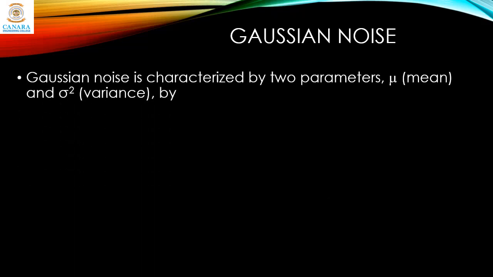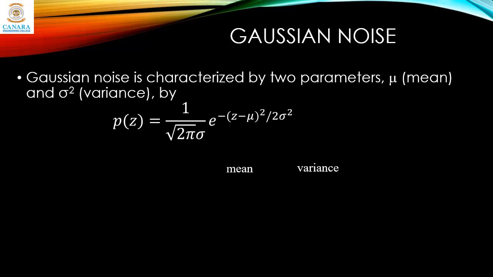The first type of noise we are going to learn is the Gaussian noise, and it is characterized by two parameters, mu, which is the mean, and sigma square, which is the variance. The equation is given by P of z equal to 1 by root 2 pi sigma into e raised to minus (z minus mu) whole square divided by 2 sigma square. These are the two parameters which define the characteristics of the noise, and the probability of occurrence of z over minus infinity to plus infinity is 1, as it should be.